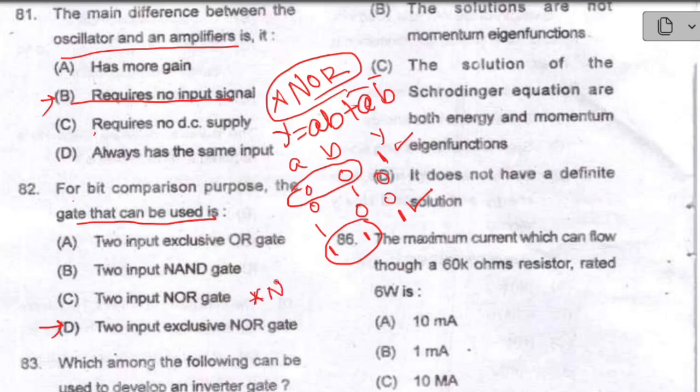Similarly, you should remember the output for the XOR gate, exclusive OR gate, that is output Y equals A bar B plus A B bar.